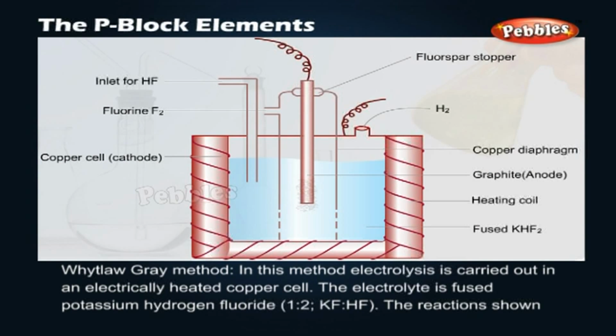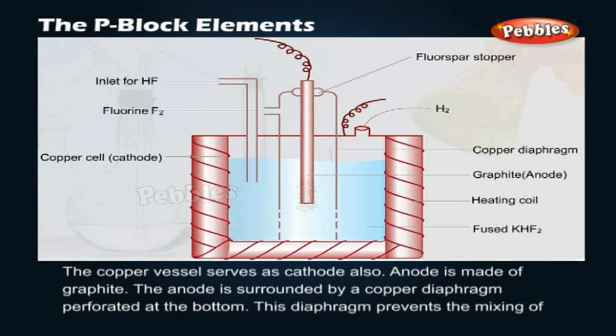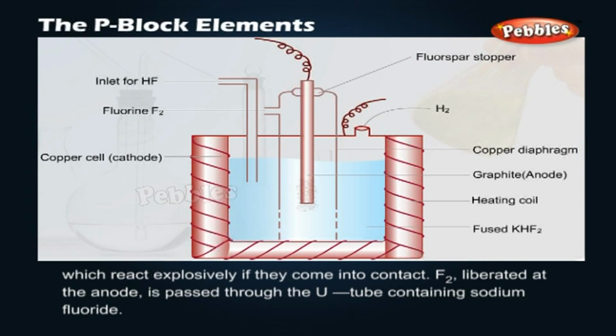Preparation of fluorine. The Whitelaw-Gray method. In this method, electrolysis is carried out in an electrically heated copper cell. The electrolyte is fused potassium hydrogen fluoride, KF:HF in the ratio 1:2. The reactions shown above occur. The copper vessel serves as cathode also. Anode is made of graphite. The anode is surrounded by a copper diaphragm perforated at the bottom. The diaphragm prevents the mixing of H2 and F2, which react explosively if they come into contact.